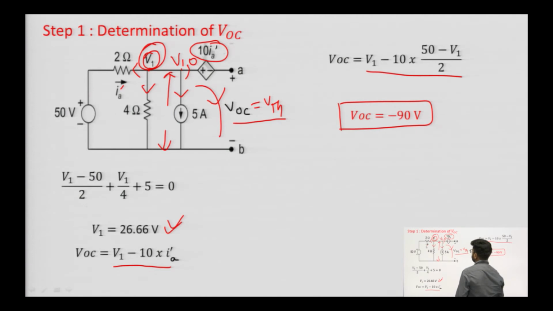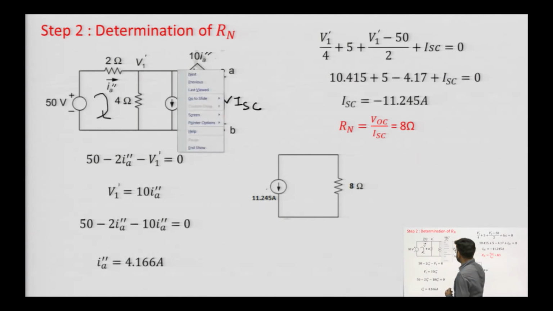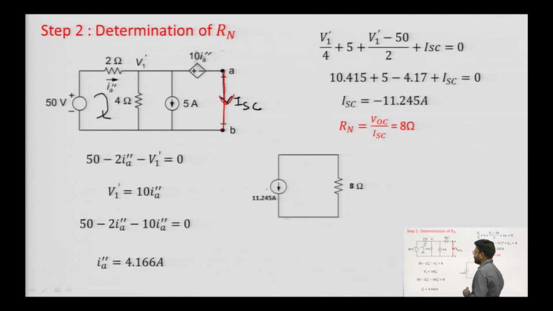Now, we will find the value of short circuit current. To find the short circuit current, we have replaced the terminal with a short circuit. Applying KVL in this loop, we will get 50, the drop across 2 ohm will be 2 IA dash, and the voltage drop across 4 ohm is V1 dash. So it will be equal to 0, and we will get the value of V1 dash as 10 IA dash. Now, we have calculated V1 dash.